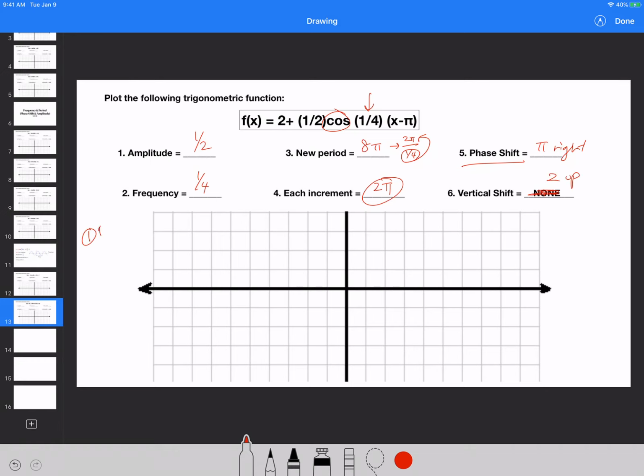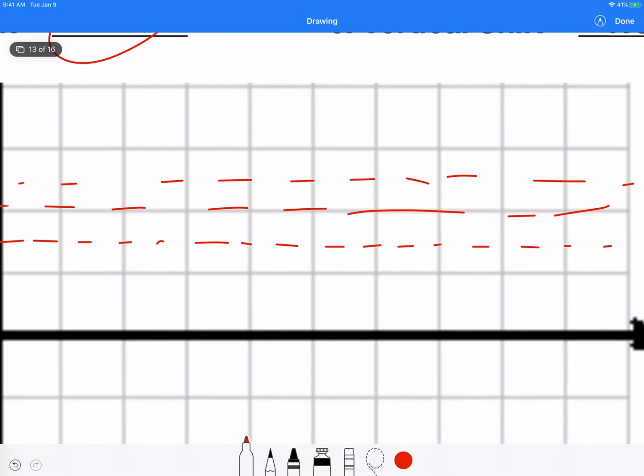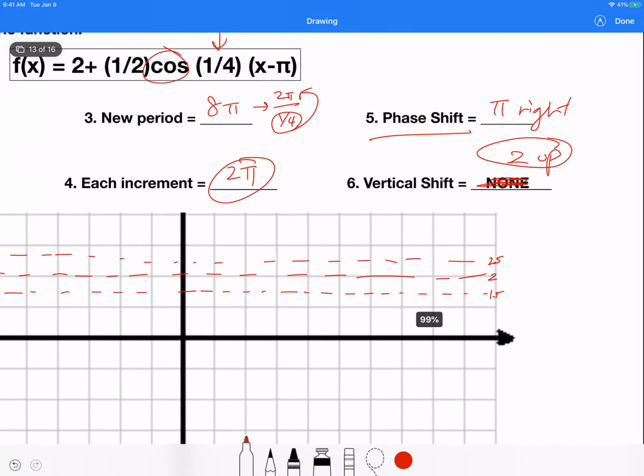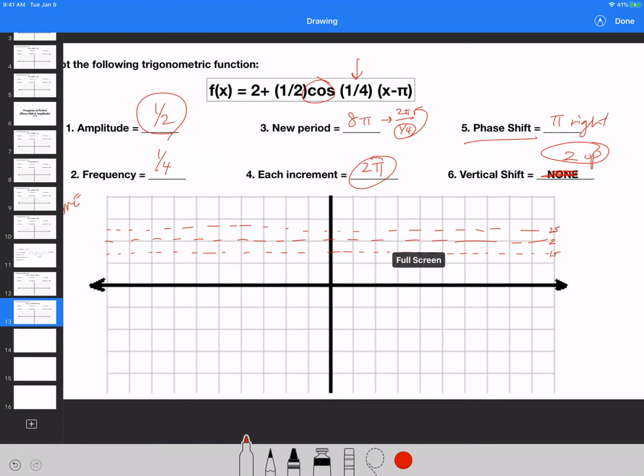First step, I want to establish my framework. So I'm going to go add 2 up. And this is going to be a little tricky, but it's 1/2. So which means my middle, my minimum, and my maximum will just be a little bit awkward because it's halfway from 2. So if the middle happened at 2, my highest would be 2.5, my lowest would be 1.5. Those would be the values of max and min.